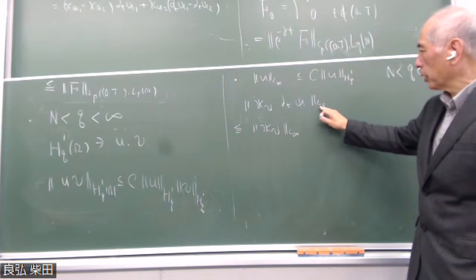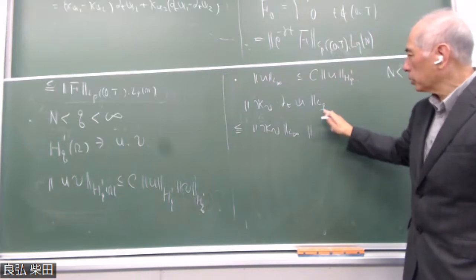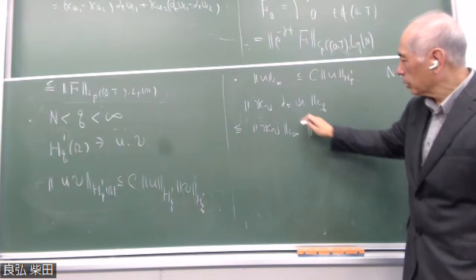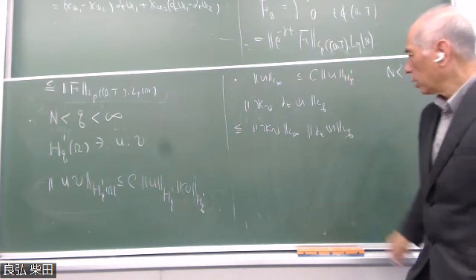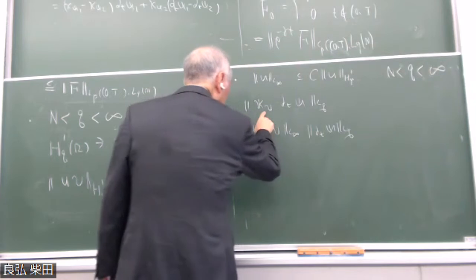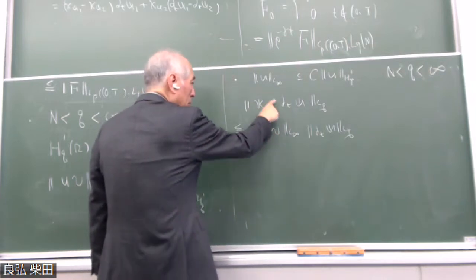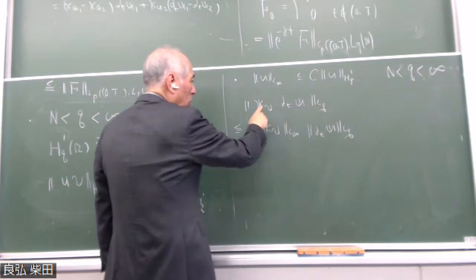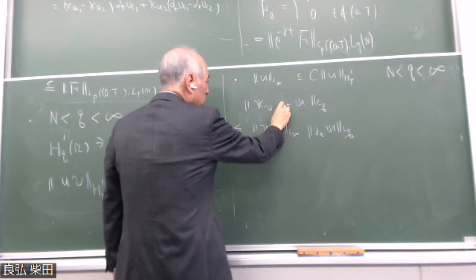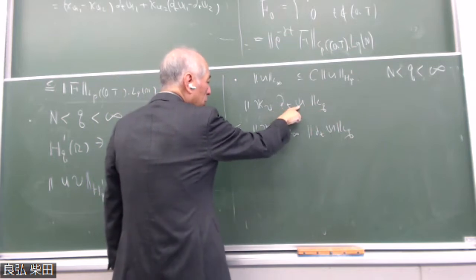DTU belongs to LQ. Therefore, this LQ norm goes here, and then you have to use the L infinity norm of this one. You take the LQ norm of this product, but then DTU, for each t, belongs to LQ.